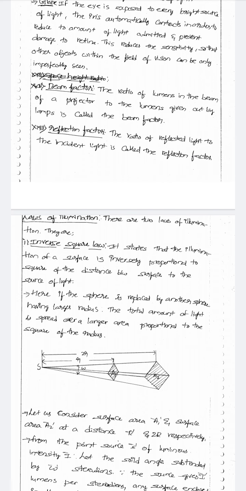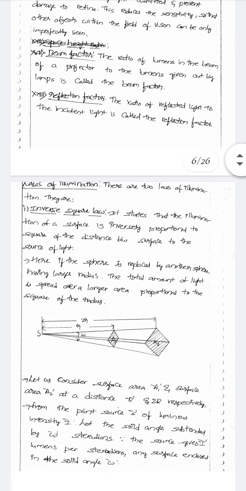Okay, next one, beam factor. The ratio of lumens in the beam of a projector to the lumens given out by the lamp is called the beam factor. Next one, reflection factor. The ratio of reflected light to incident light is called the reflection factor.